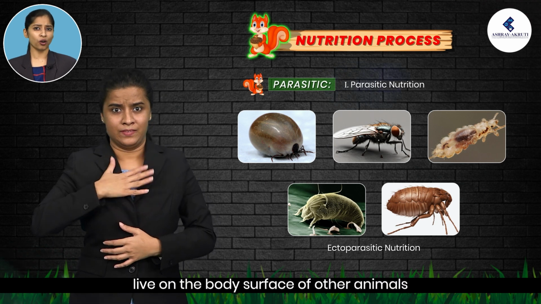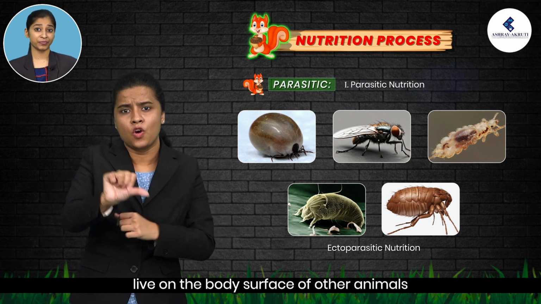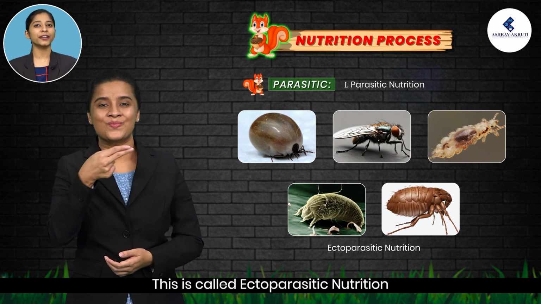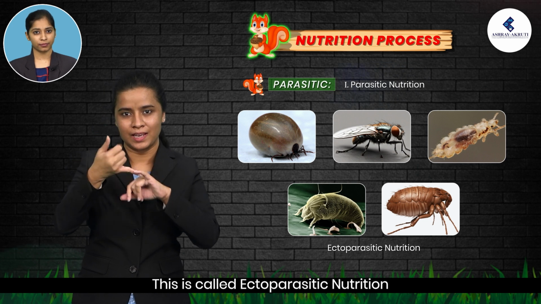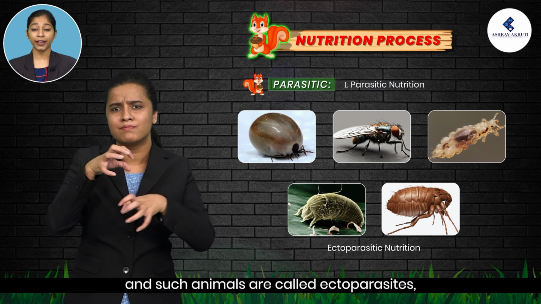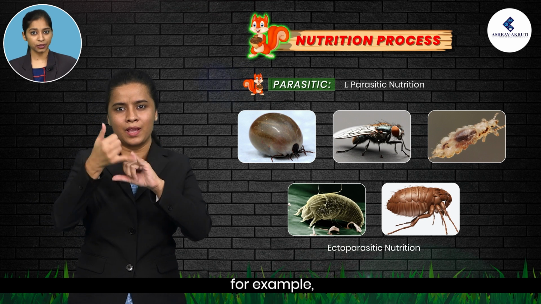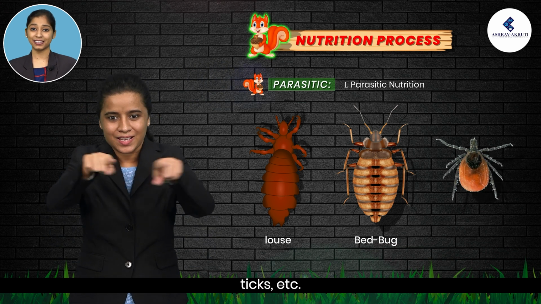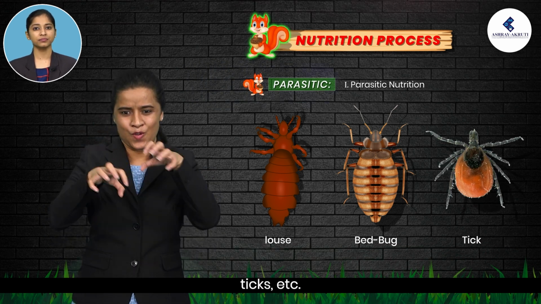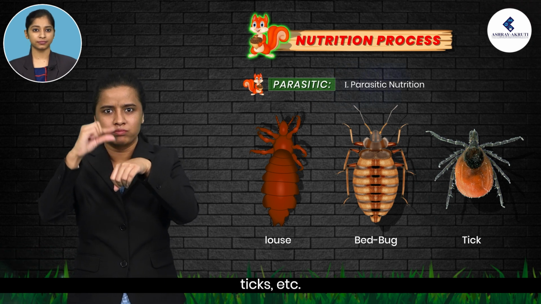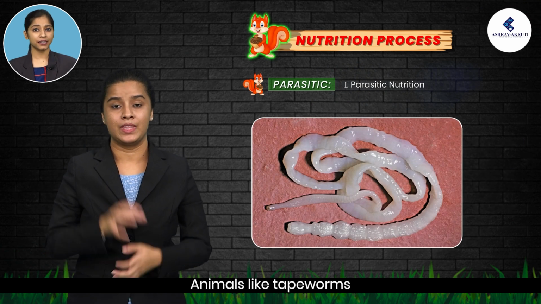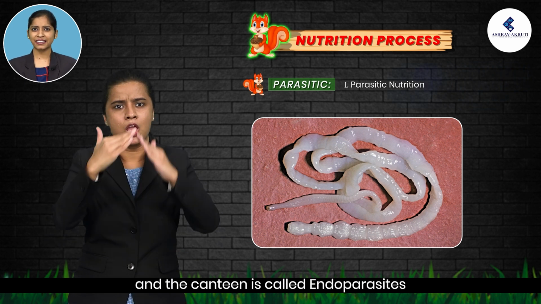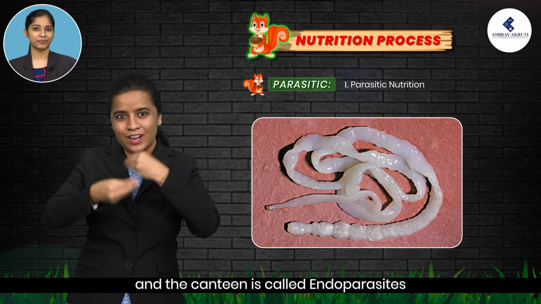Some animals live on the body surface of other animals and obtain their food by sucking their blood. This is called ectoparasitic nutrition, and such animals are called ectoparasites. For example, louse, bedbug, ticks, etc. Animals like tapeworms make our intestines their homes, and they are called endoparasites.